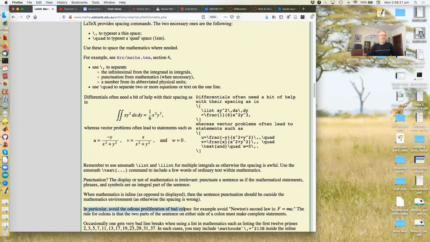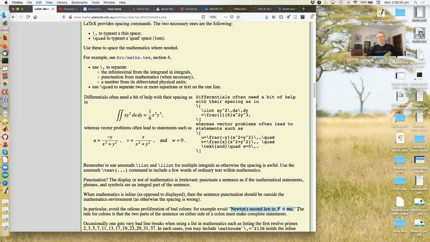Now, another issue is the odious proliferation of bad colons. I don't know where this comes from. It's all over the place, and you must learn to avoid doing this. Otherwise, I will come and haunt you, I promise. So, one example is this sort of statement. People write, Newton's second law is, colon, F is equal to ma. Do not do this sort of thing.